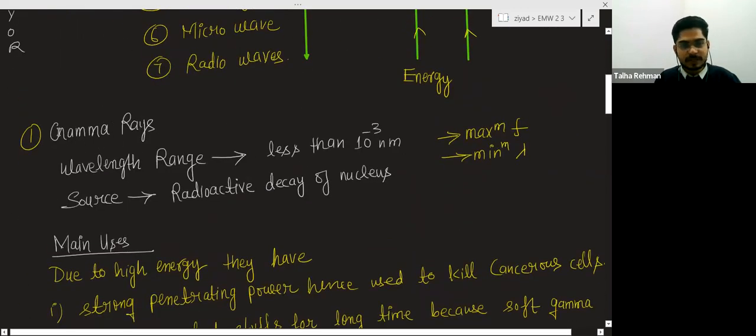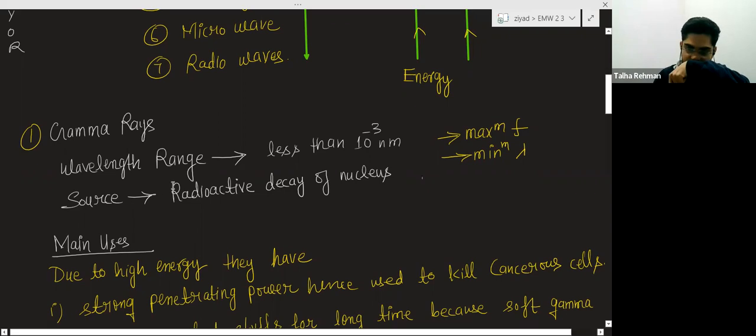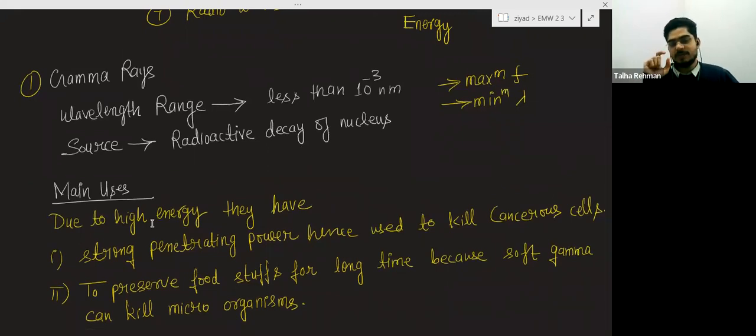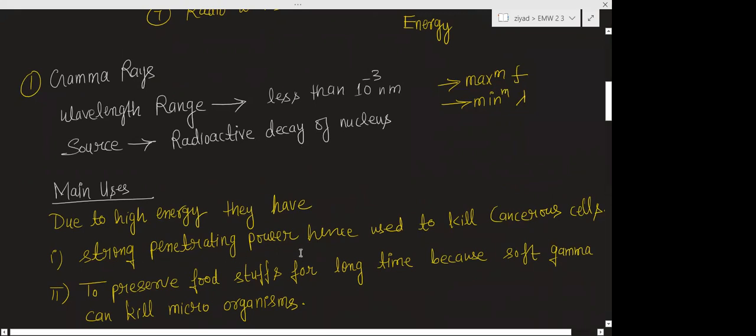Basically gamma rays' wavelength range is less than 10 to the power minus 3 nanometer. And from what source is the gamma ray produced? Gamma ray is produced by the radioactive decay of the nucleus. The radioactive decay we will study in modern physics. So the gamma ray has the maximum frequency and the minimum wavelength. What are the main uses of gamma ray? Gamma rays have high frequency, very high energy, so due to the high energy, they have strong penetrating power, I have told you. Hence used to kill cancerous cells.